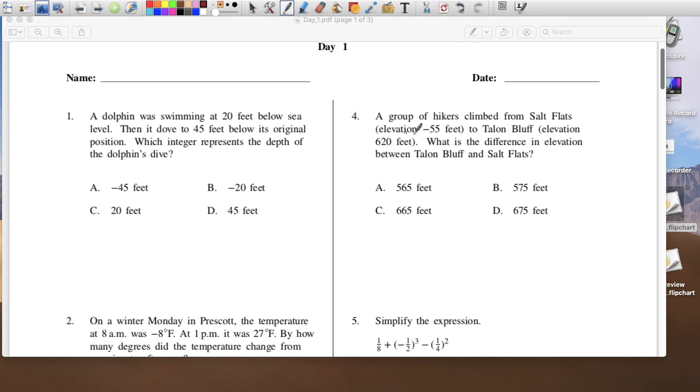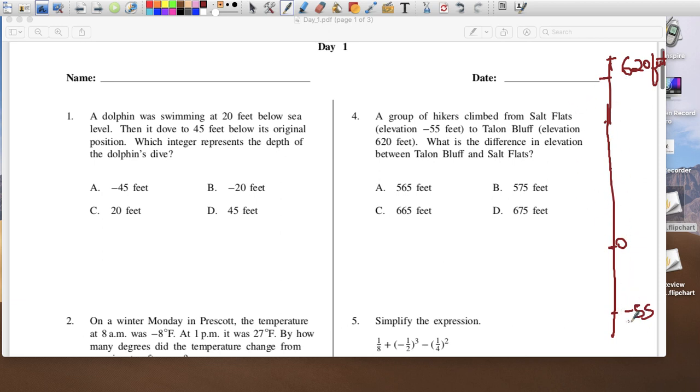Number 4, a group of hikers climb from Salt Flats elevation. So again, here's sea level. This is negative 55. That's where they are, and they're going to Talon Bluff, which is above sea level. And this is obviously not to scale, but Talon Bluff is 620 feet above sea level. So that's plus 620. This is minus 55. What is the difference in elevation?